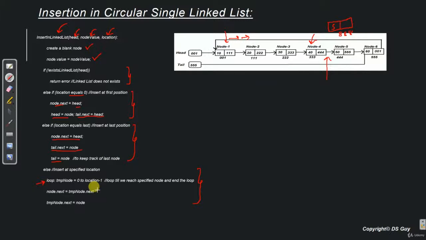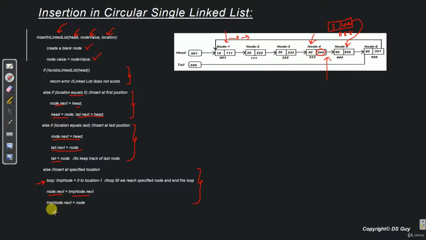Now all that we have to do is node.next is equal to temp node.next. So what is node.next? We are talking about this place over here. This needs to be updated with the value stored in temp node.next. What is temp node.next? It is 444. So we add 444 here. As soon as we add 444, a link gets generated between new node and node 5.